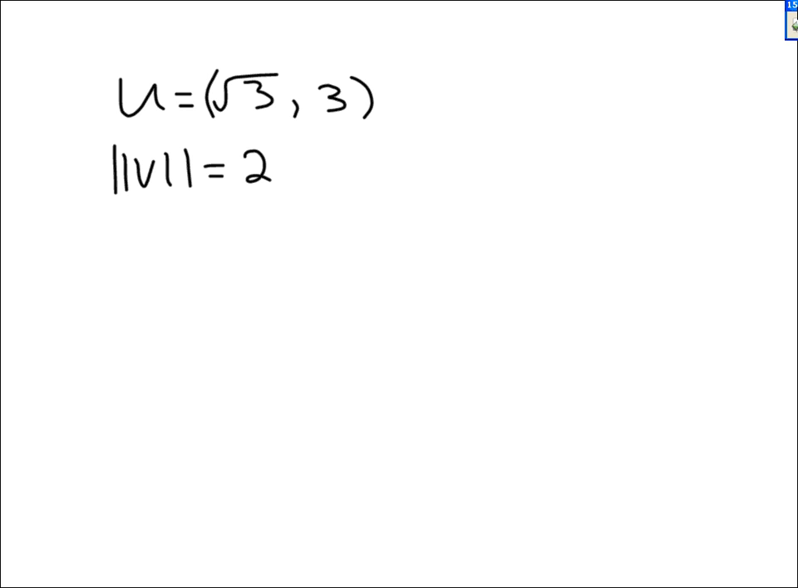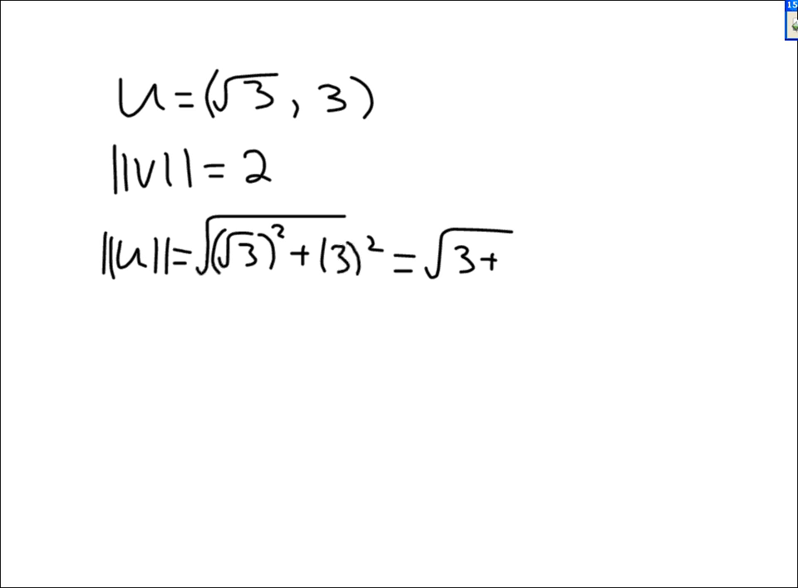Okay, suppose u is square root of 3, comma 3, and you want the length of v to be 2. You want to find a vector v that goes in the same direction as u, but length is just 2. Well, the length of u, that's the first thing you need to find out. It's the square root of 3 squared plus 3 squared. The square root of 3 plus 9, the square root of 12, which is the square root of 4 times the square root of 3. So that's the length of u.